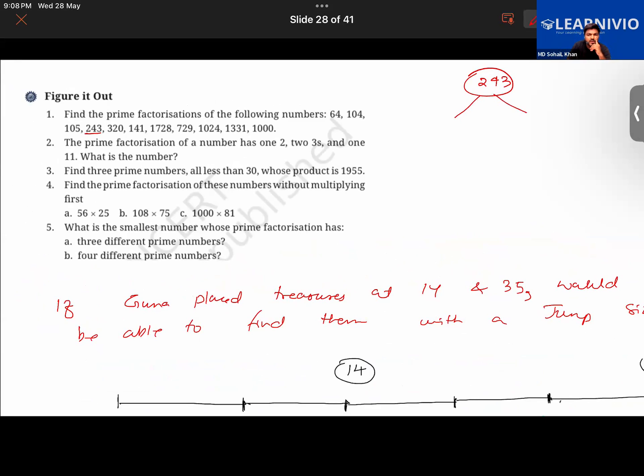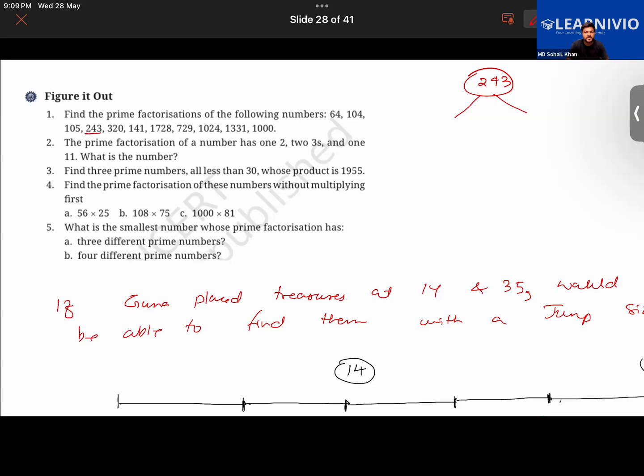In fact, we have done this question previously, Habib. Nafis, what about you? What's the prime factorization of 243? Do it quickly. Sir, it's 3 into 3 into 9. Prime factorization should not include a composite number in it.